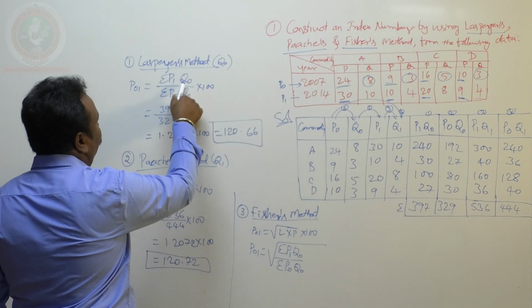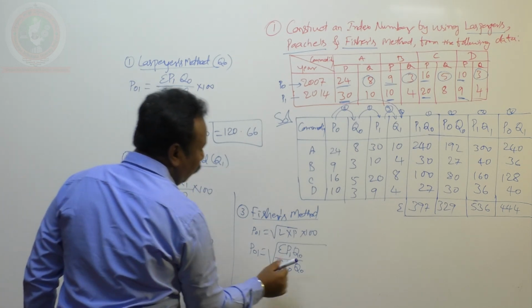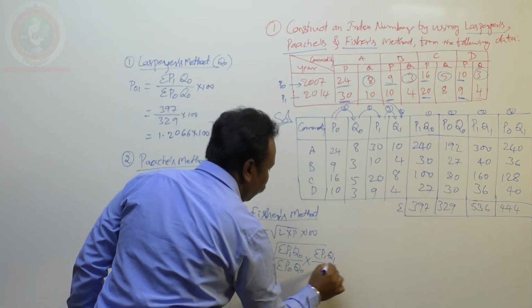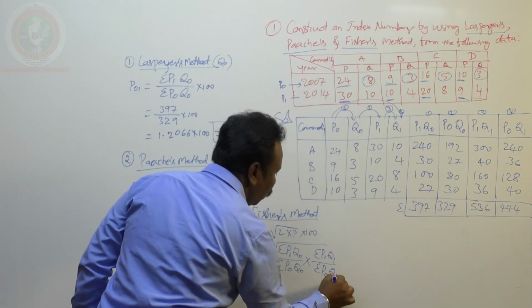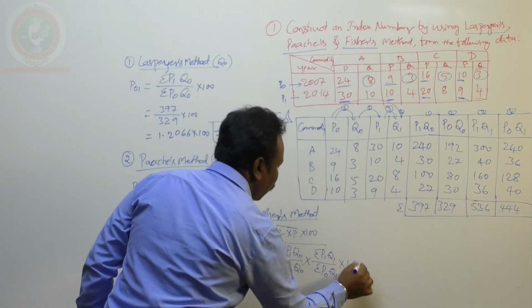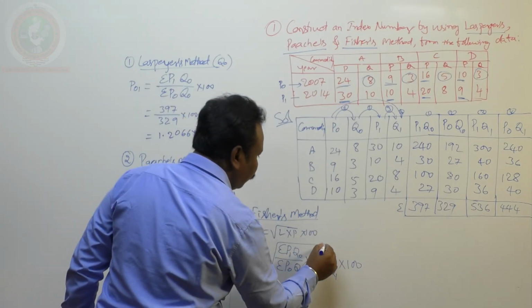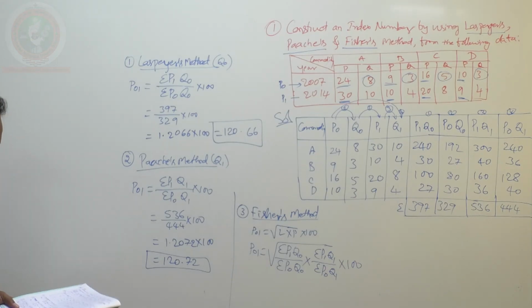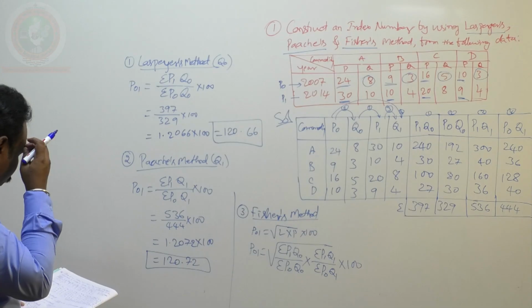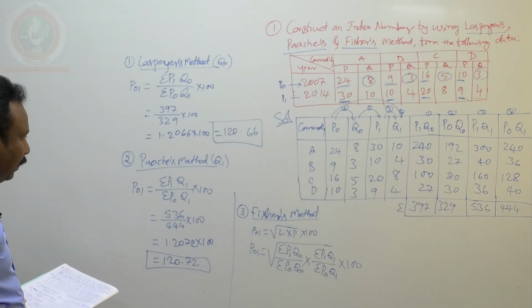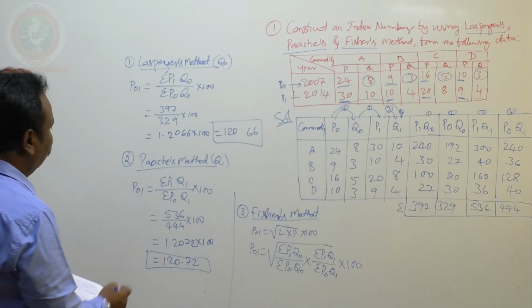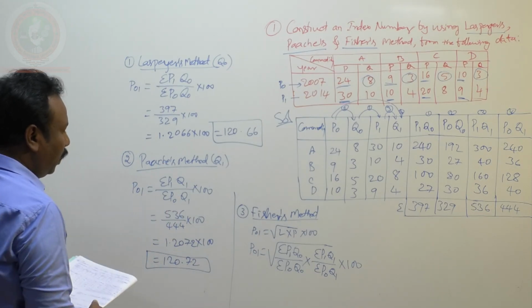into the Paasche's, that is sigma P1 Q1 divided by sigma P0 Q1, into 100. So, this is the formula under Fisher's method. Summation of P1 Q0 into summation of P1 Q1 divided by summation of P0 Q0 into summation of P0 Q1 into 100.